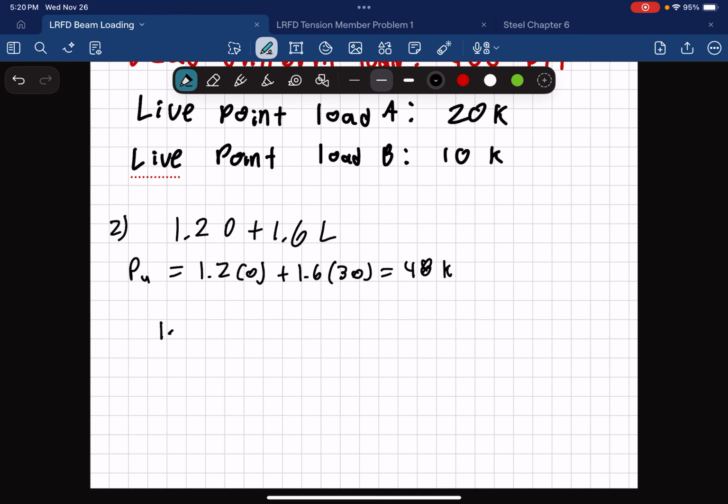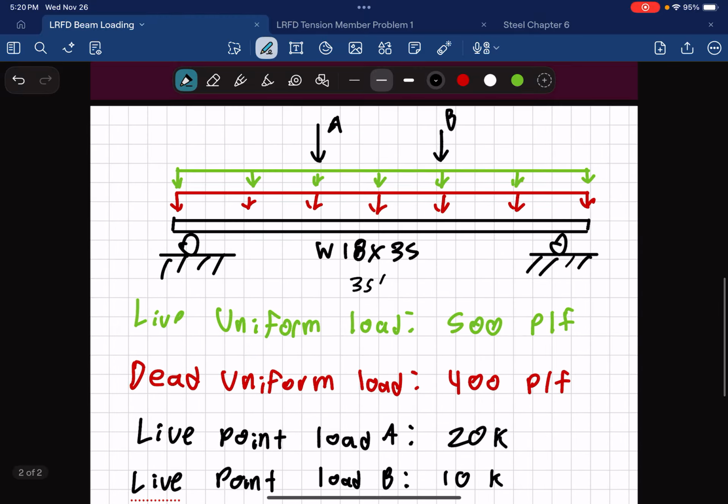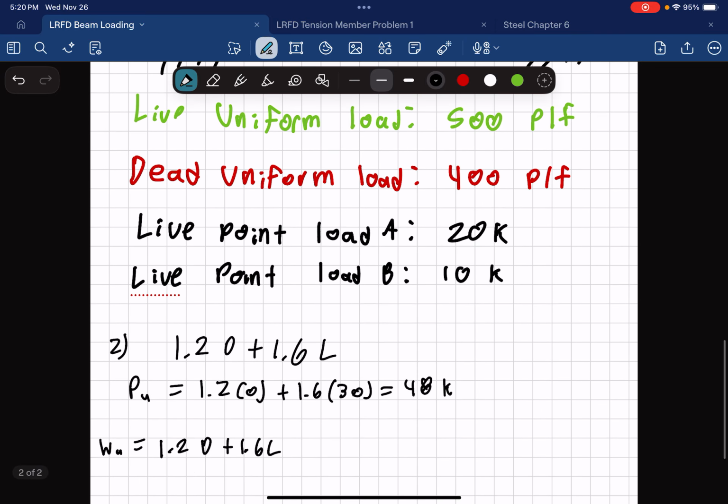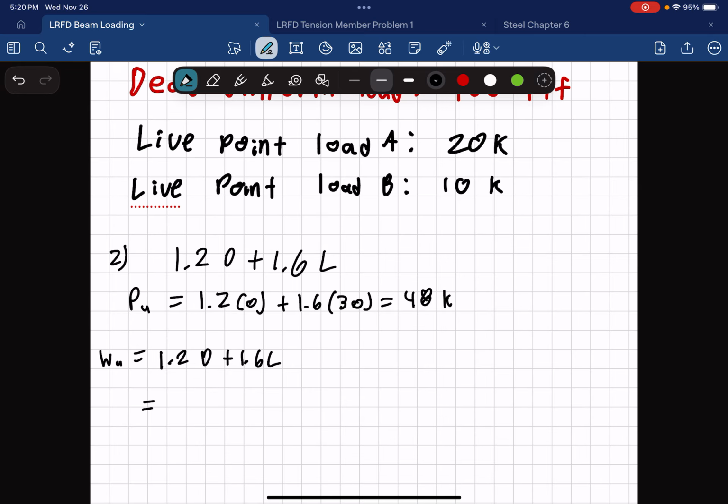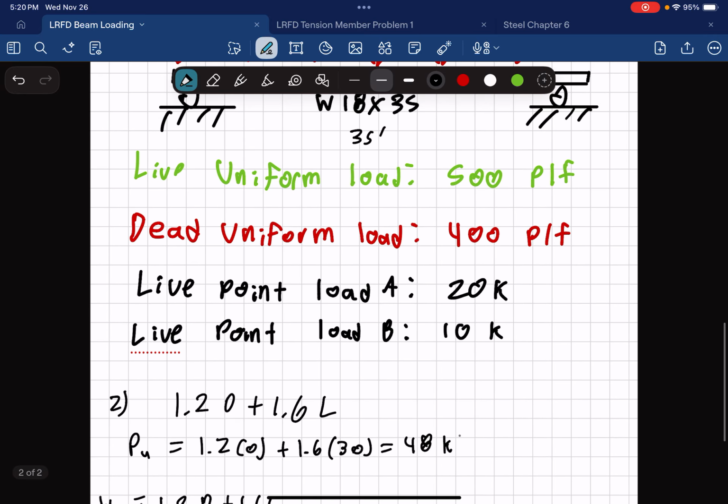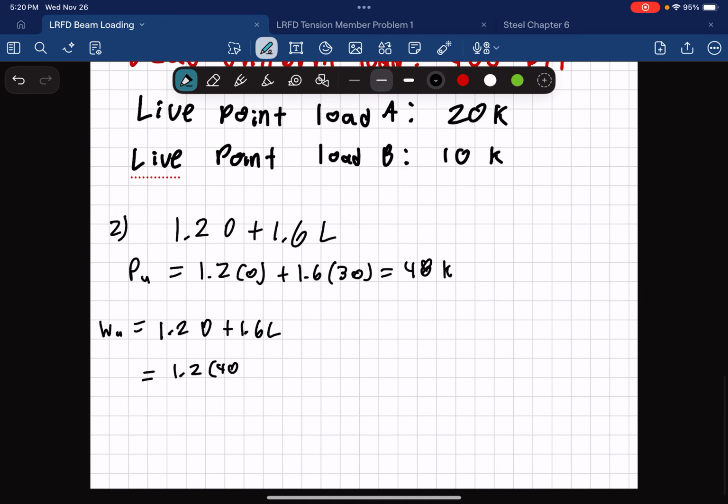If we take this equation again, 1.2 dead plus 1.6 live, we are going to see that we have a different situation now, because we're looking for W, which is this distributed uniform load that we're talking about here, and we have a live load and a dead load. So we're going to have 1.2 times 400 PLF is our dead load, plus 1.6 times 500 is our live load. That's going to give us 1.2 times 400 plus 1.6 times 500 is 1,280.